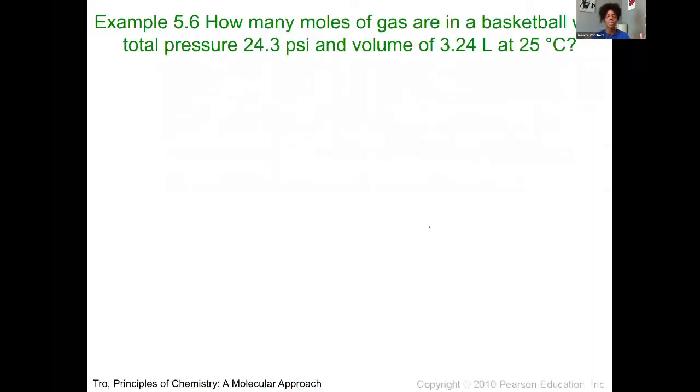All right, so let's jump into a problem. And so it says, how many moles of gas are in a basketball with a total pressure of 24.3 psi and a volume of 3.24 liters at 25 degrees Celsius?